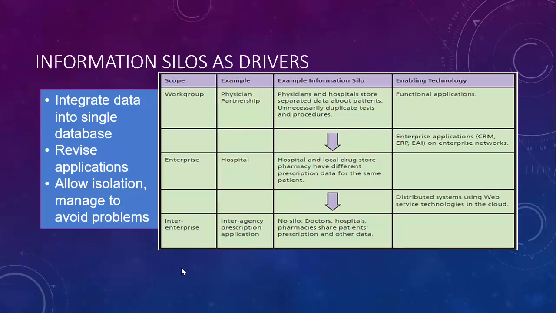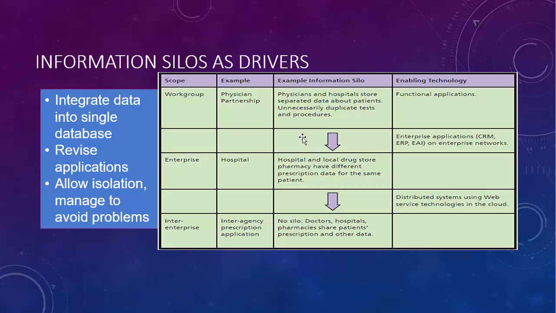So here we have an example of information systems that are integrated, and that helps you manage all of the processes that are going on. So the example here is you might have the physician's partnership and the hospital. If we integrate that, then we have more information on the patient. Everybody can see all that information and make better decisions with that.